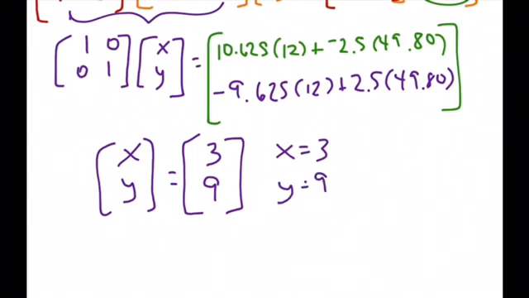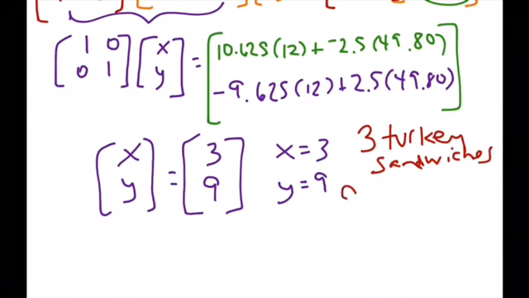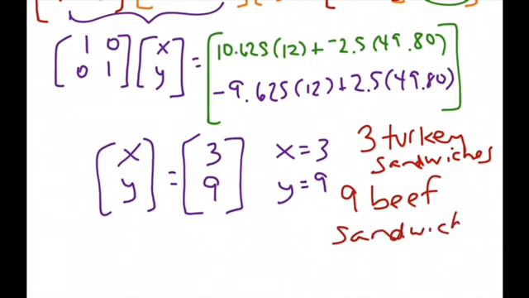Now because this is a story problem, I'm not going to write this as an ordered pair. Instead, I'm going to write my answer in context of the problem. So I'm going to say he bought 3 turkey sandwiches and he bought 9 beef sandwiches. And so that's what I just found out from solving, and I'm going to write it in context, and that's what you're going to do.